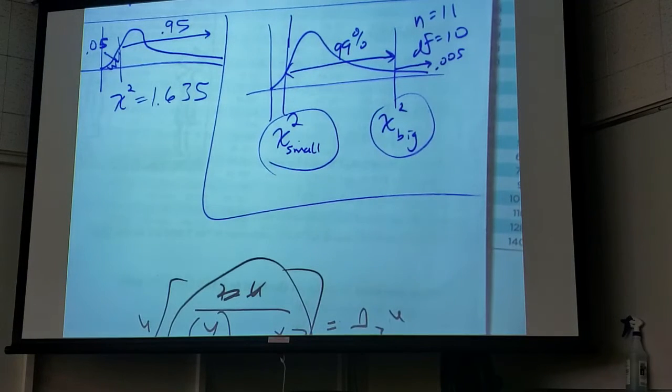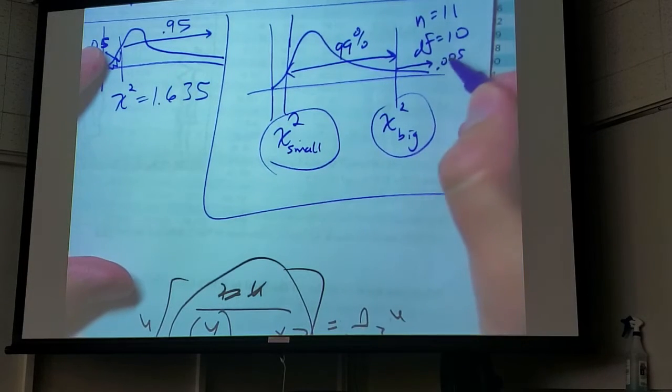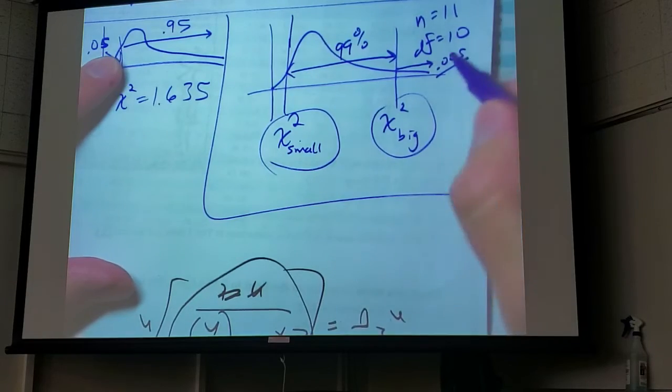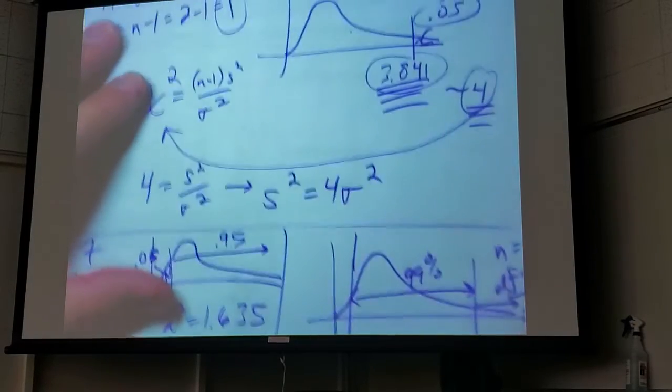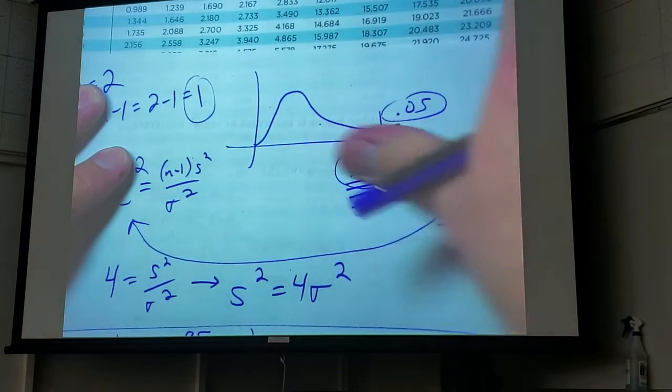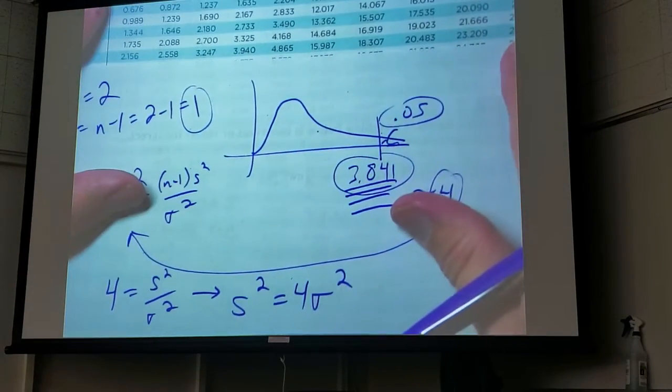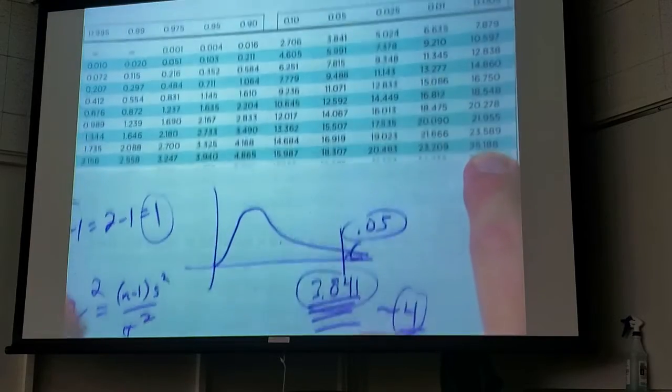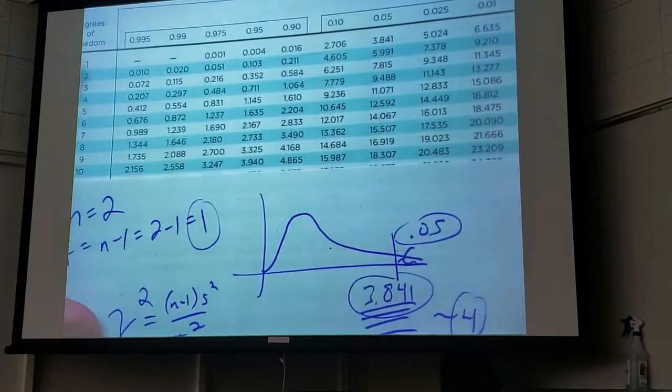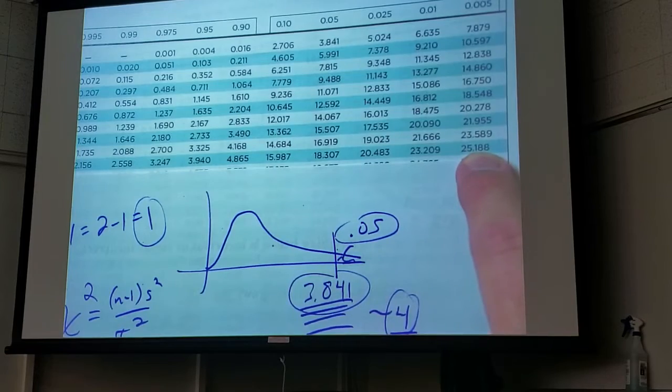Now, real quick, I don't know if anybody's concerned about this. It's not symmetric, but when we do confidence intervals, we would chop it in a way that the areas are equal. The shapes aren't equal, but the areas are equal. Okay. So now we know 0.005, 10 degrees of freedom. So it looks to be 25.188, right? Is that cool?